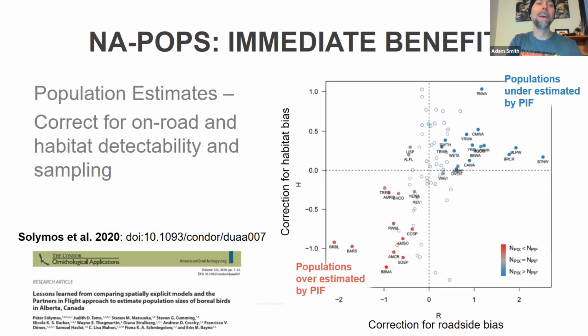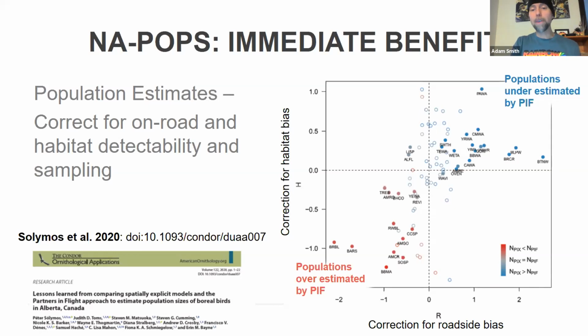Super, thanks, Brandon. I'll try to go through the rest of this fairly quickly, just to give you a sense of some of the potential benefits from this kind of approach and deriving from NA pops immediately. This paper, again, Peter Solymos et al., some of the boreal avian modeling group, gives an example of some comparison between the PIF population size estimates and estimates derived from the kind of process that we're imagining here.